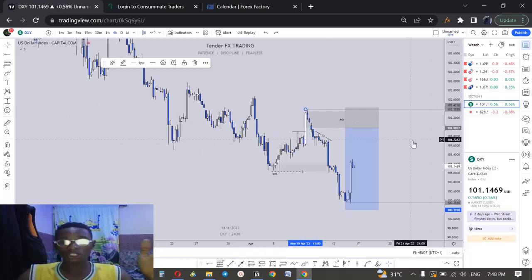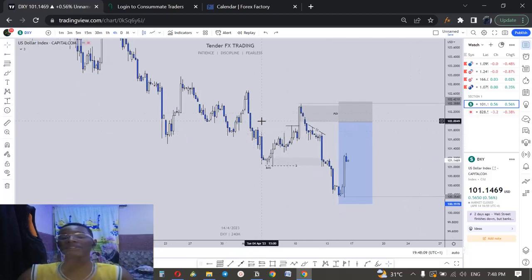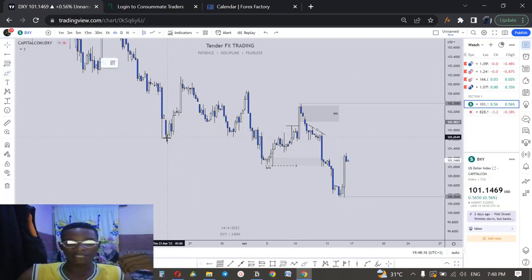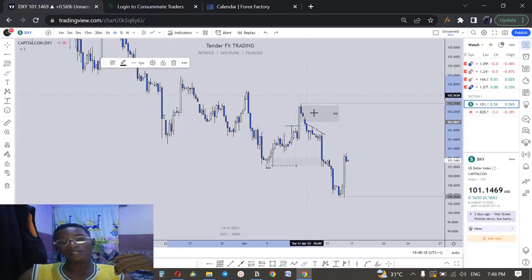So we can see on the DXY how price is delivering this clean order flow. Like I said from the beginning, I don't trade DXY. I only use DXY for divergence. Can we see how price is delivering perfectly? You can see the order flow.